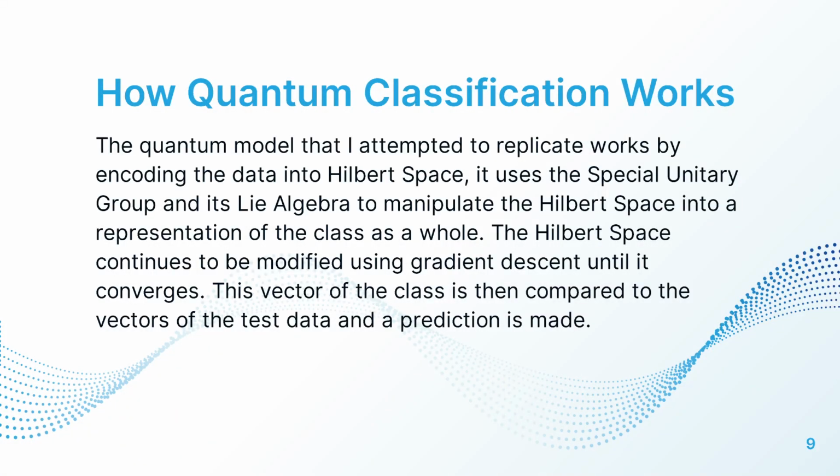How quantum classification works. Quantum classification works by representing the data in high-dimensional Hilbert space. It uses the special unitary group and its Lie algebras to manipulate the Hilbert space into a representation of the class, and then it continues to modify this representation until it matches the class closely, until it converges. Then it's compared to the actual label, and a prediction is made.